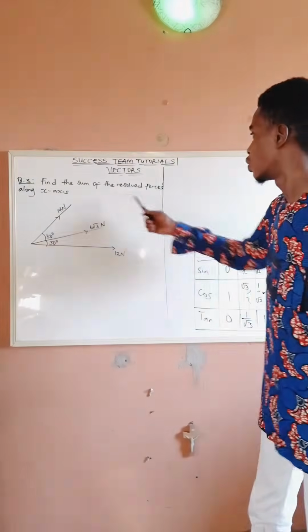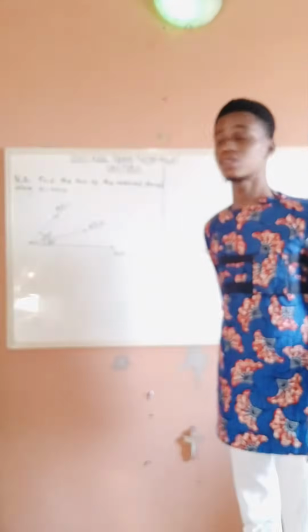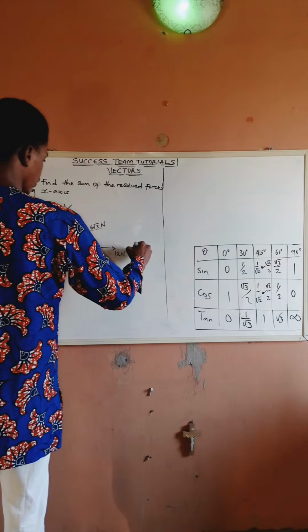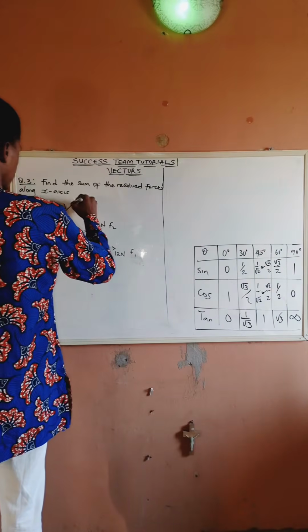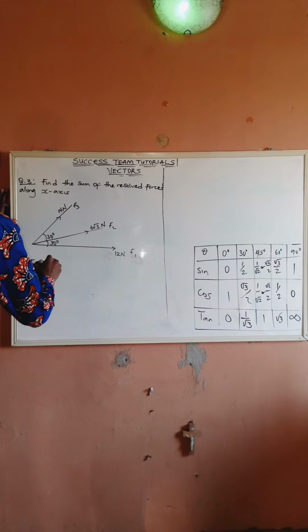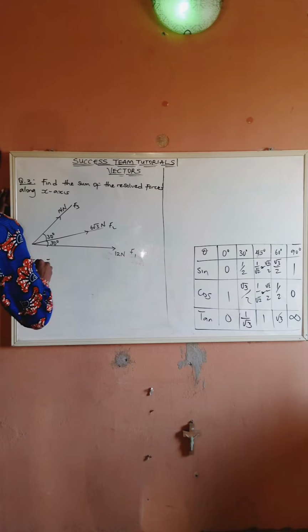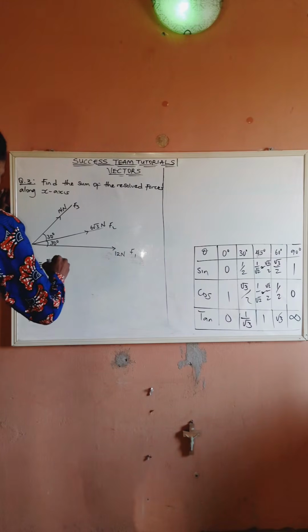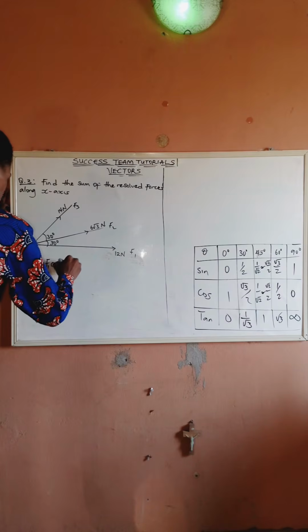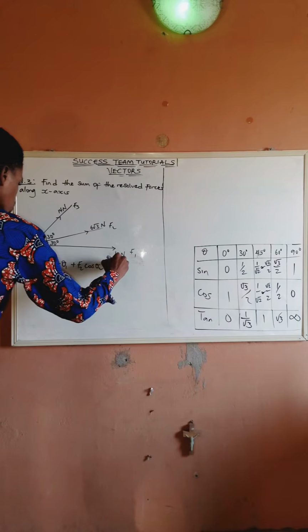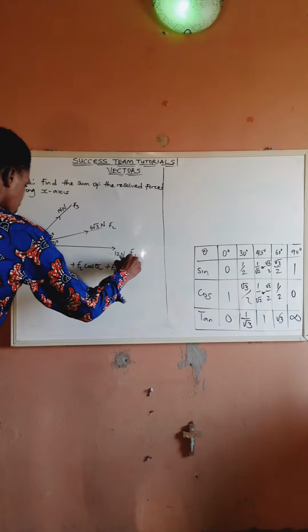Find the sum of the resultant forces along the x-axis. See, x-axis, so it's very, very simple. So I'm going to say I have 3 forces here. This is going to be F1, this will be F2, this will be F3. Right, so the horizontal force Fx is going to be equal to F1 cos theta 1 plus F2 cos theta 2 plus F3 cos theta 3.